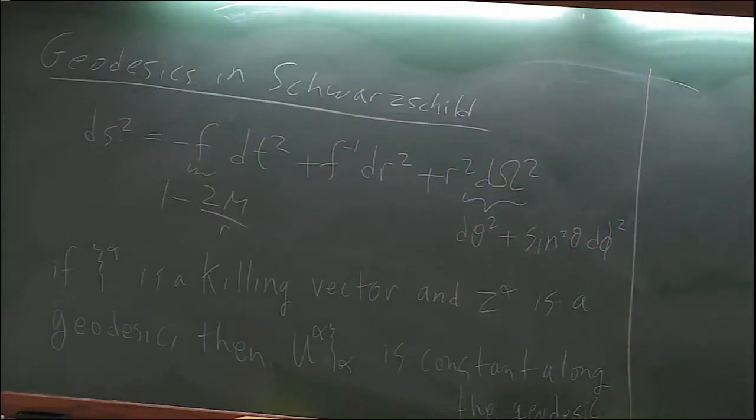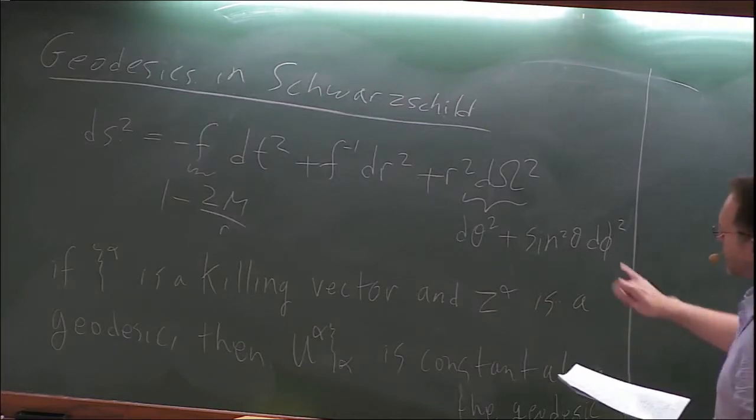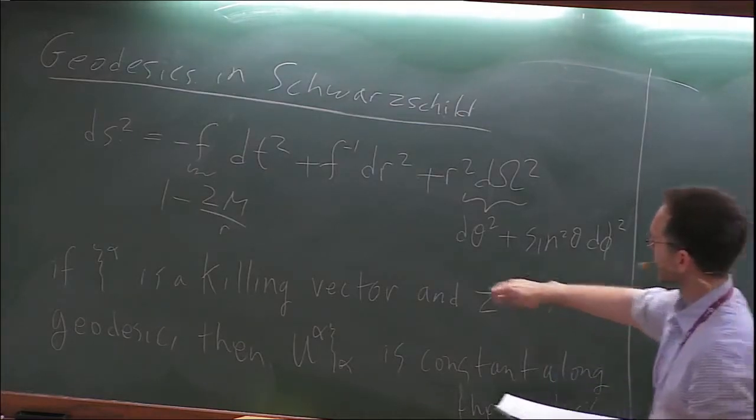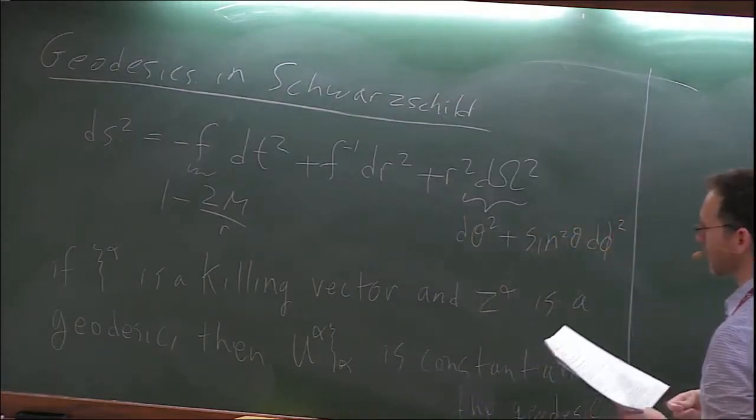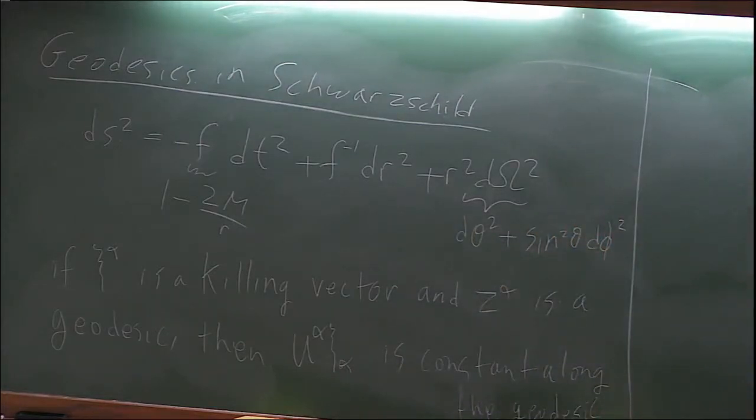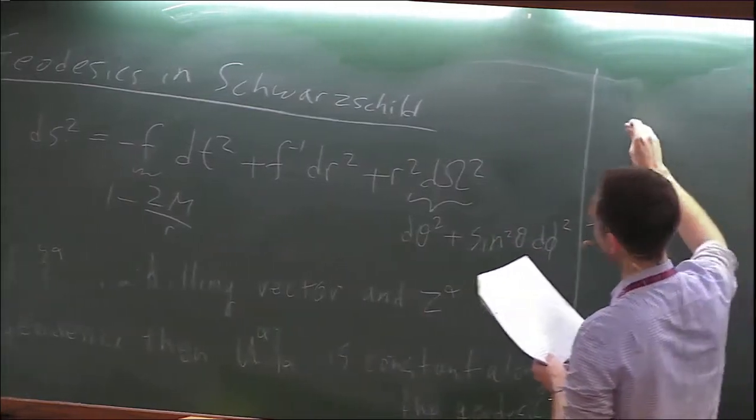So for simplicity, let's put ourselves on the equator. We can always rotate our coordinate system to put our geodesic on the equator. And then there's two relevant Killing vectors. This is independent of time, so we have a time-like Killing vector. And it's independent of phi, so we have an azimuthal or axial Killing vector. So we have two Killing vectors that are relevant here.